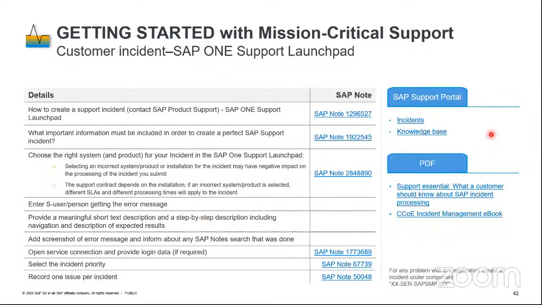This slide explains more on how you can create a perfect incident. First, you choose the correct installation and system number. Then you select the correct component. Then you create a meaningful short description of the problem, document the specific workflow of the issue and analysis, and provide a screenshot of the error message. Also inform in the incident of any SAP notes that you have searched beforehand. After that, you should open your service connection and provide the login details. Please remember to open one issue per incident only.